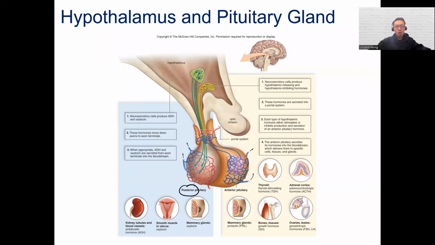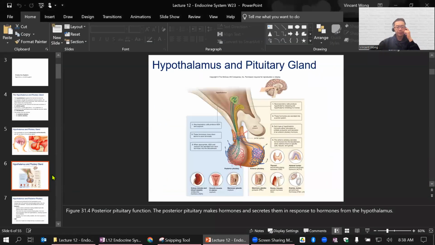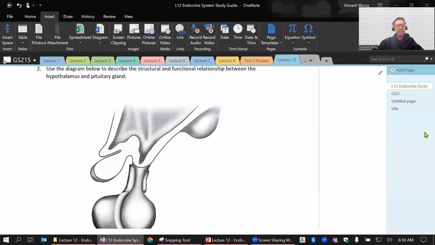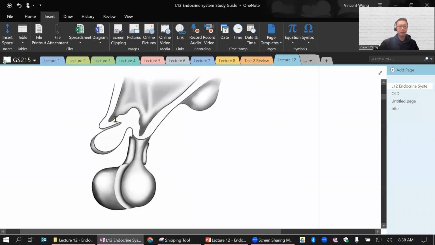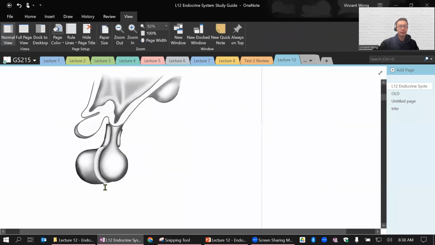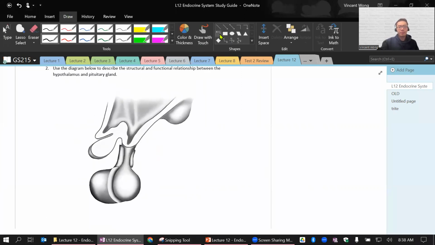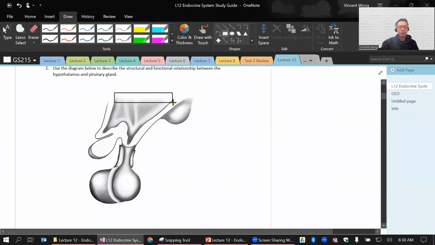Okay, so let's write all these things out in the diagram in the course pack, and hopefully it will make sense. This is number 2 on your study guide. Just label the key parts here first. Of course, you should know that this is the hypothalamus, this whole thing here. Hypothalamus.